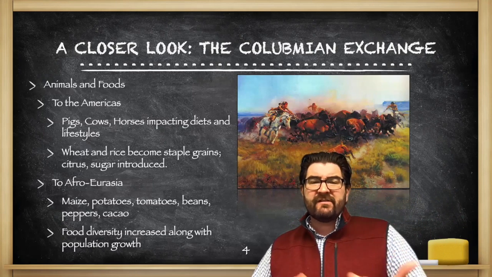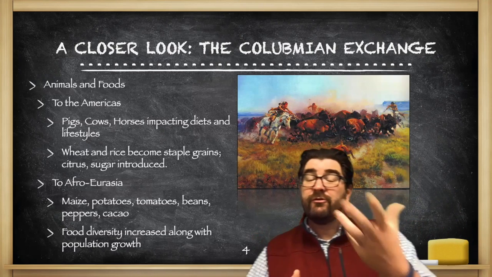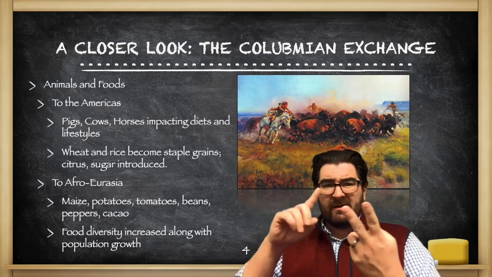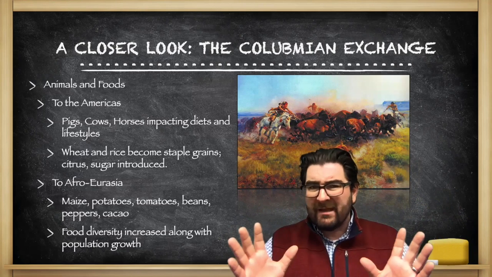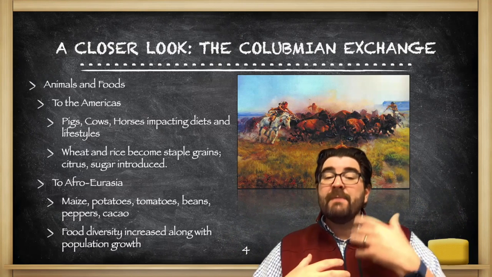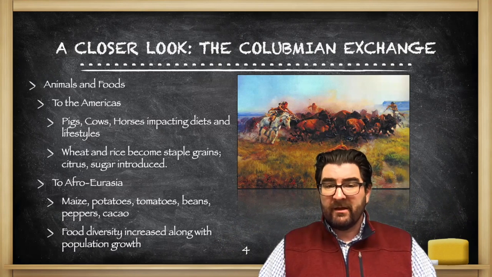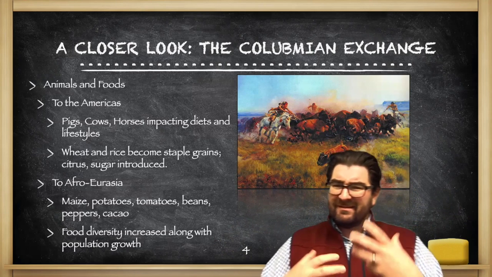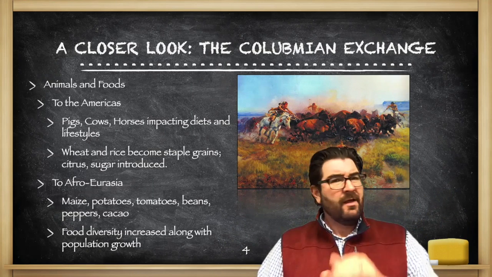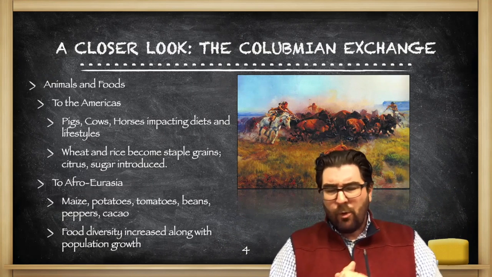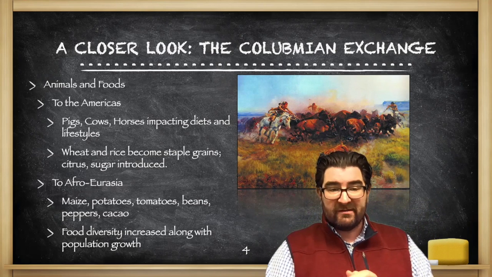But the Columbian Exchange is also going to contribute to new animals and foods moving to the Americas: pigs, cows, horses, almost anything that you see at your local petting zoo in the summertime, right? These will impact diets and lifestyles of people in the Americas. Notice the picture above me. This is what a lot of Americans think about when they think of Native Americans on the Great Plains. But those Native Americans were never on horses. They weren't a part of their culture until the Columbian Exchange brings them.